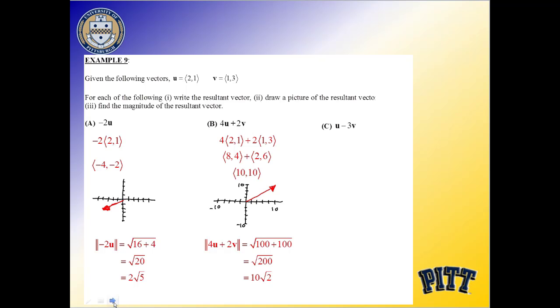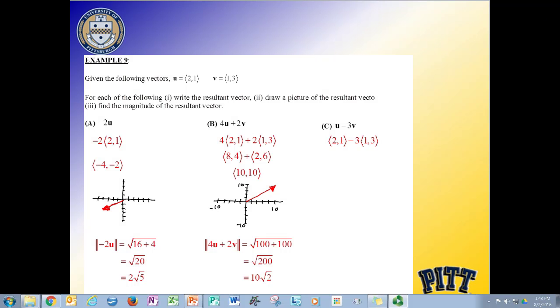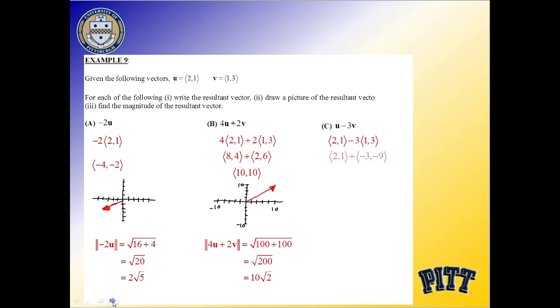U minus 3v. Again, I'm going to have the vector 2, 1 minus 3 times the vector 1, 3. Of course, I'm going to follow my order of operations. So I'm going to do 3 times the vector 1, 3. Now, I tend to keep it all as addition, because any addition problem can be made into a subtraction problem and vice versa. So I'm going to consider it more as adding negatives than subtracting positives. So the vector becomes, because I'm multiplying through the -3, the vector -3, -9.